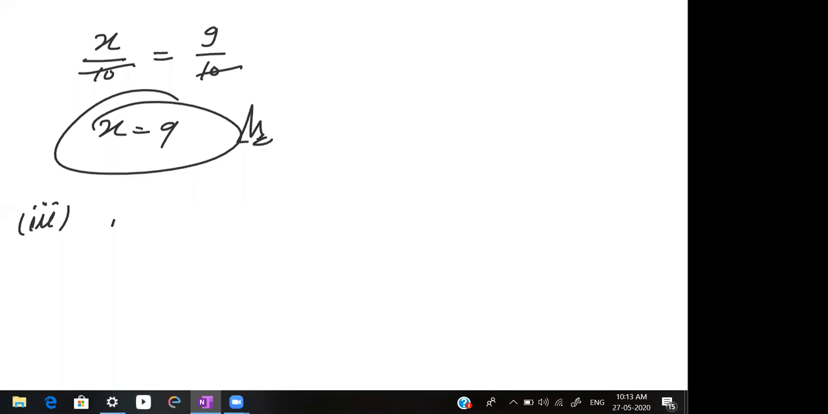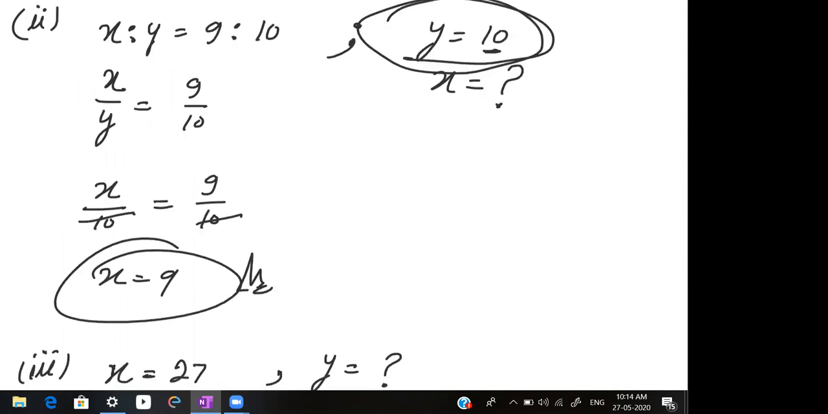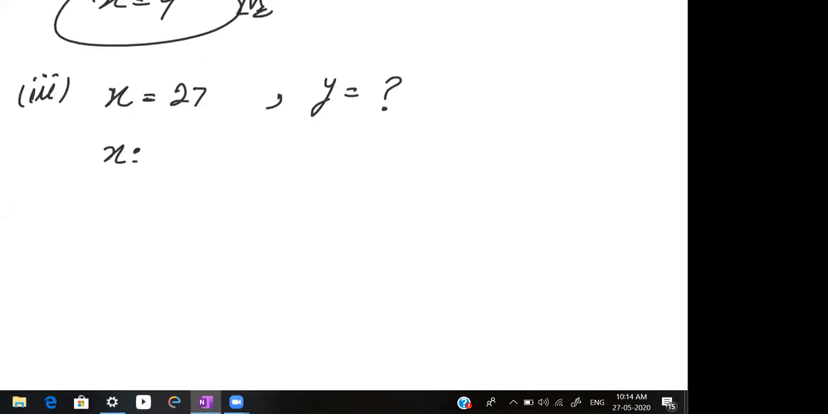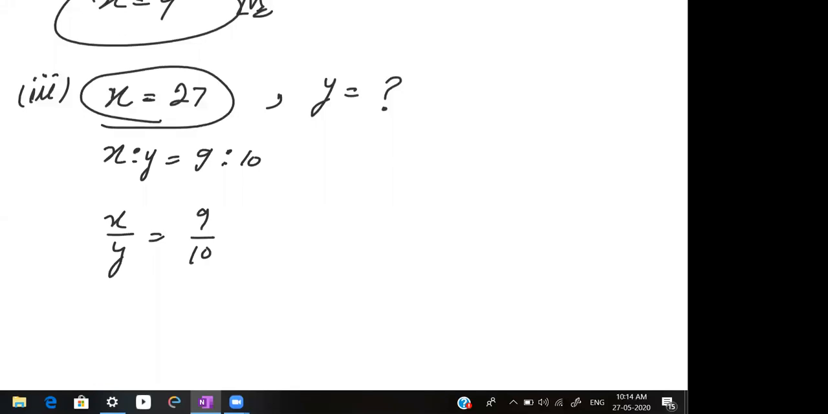We have to find the value of y. If x is equal to 27, then find y. So we will start with the same answer which we have got here. x ratio y is equal to 9 ratio 10. So x upon y is equal to 9 upon 10. Now instead of writing x, we can write 27 in the place of x. So 27 upon y is equal to 9 upon 10.